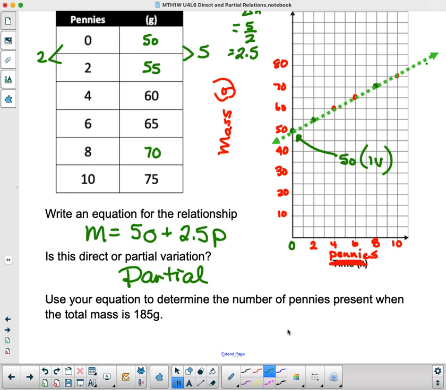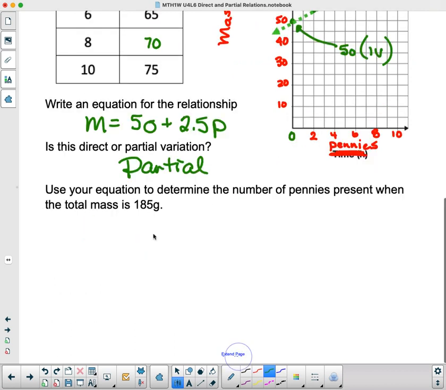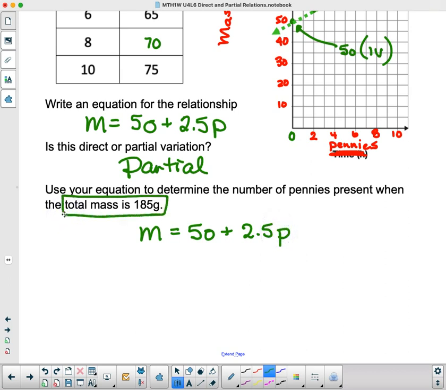Use your equation to determine the number of pennies present when a total mass is 185 grams. Okay, so here's our equation. M equals 50 plus 2.5 P. Now, it has said the total mass is 185. Now, is that 185 an M, or is it a P? Is it a mass, or is it the number of pennies? I hope you're all yelling out that it's a mass because it's in grams.